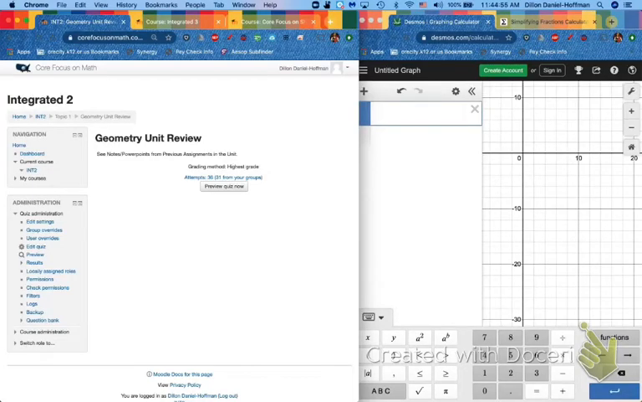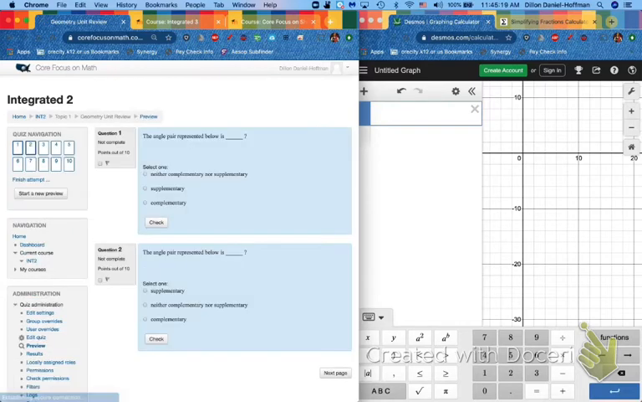Geometry Unit Review. One assignment that combines all the different kinds of angles we have learned in this unit. And wow, have there been a lot. Complementary and supplementary, vertical, adjacent, alternate interior, alternate exterior, corresponding, same side interior. Let's dive in so we can just review them all at once.